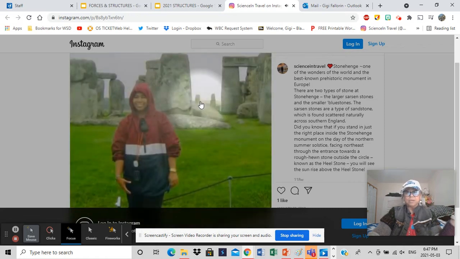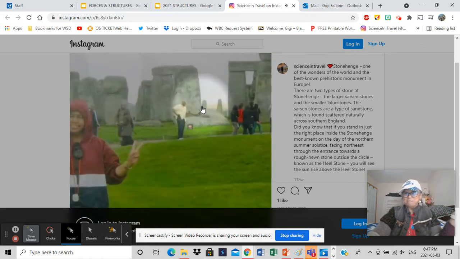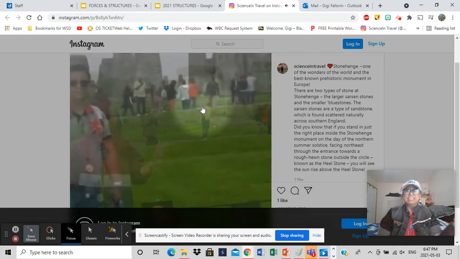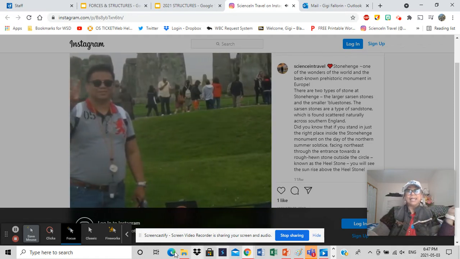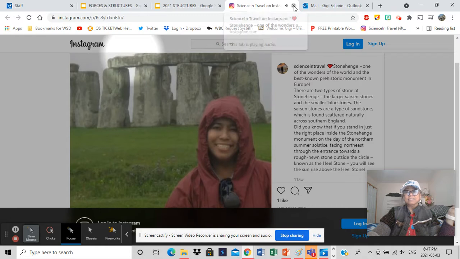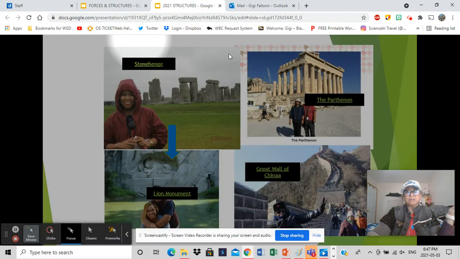But one might get disappointed. Oh, just simply a large pile of stones, right? But it always has a history behind it. So it's nice to just discover that in one's travel.